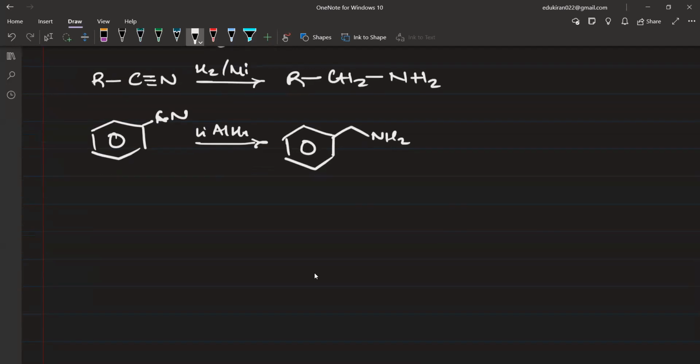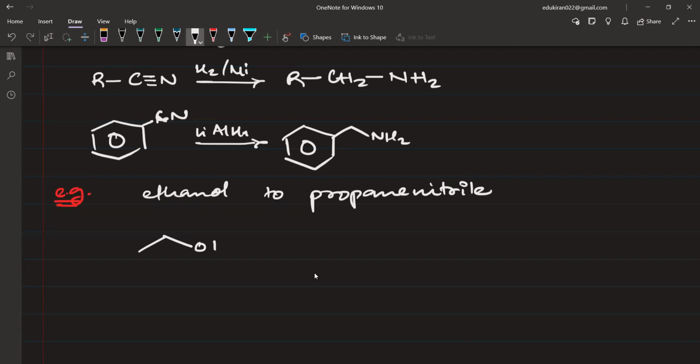Now, since you have nitrile, you can be asked questions like, as soon as you get a nitrile, please always remember the KCN reaction. So if you have ethanol and you want to convert ethanol to propane nitrile, that means we have 2 carbon atoms here and we want to convert this to 3 carbon atoms. Right? 1, 2, 3 carbon atoms and then NH2.